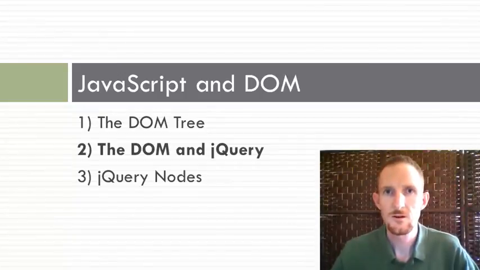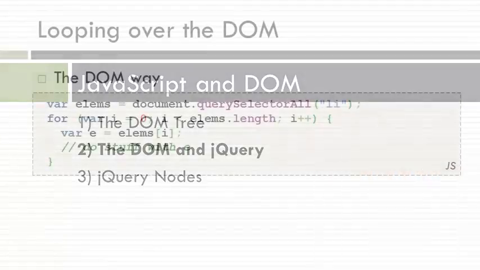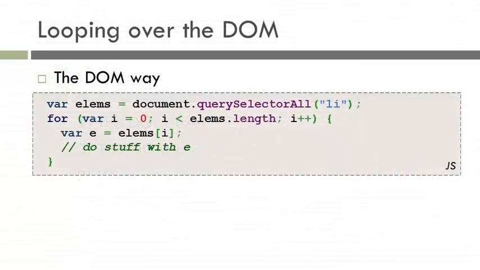In this section, we are going to see how to manipulate the DOM using jQuery. Since native JavaScript code does not have a for each loop, we have to use an indexed for loop to accomplish this using the DOM way. For instance, we get all documents of a particular type, in this case, list items. Then we create a for loop, looping through each element according to the length. Finally, inside of the loop, we can access the element through the indexed array.